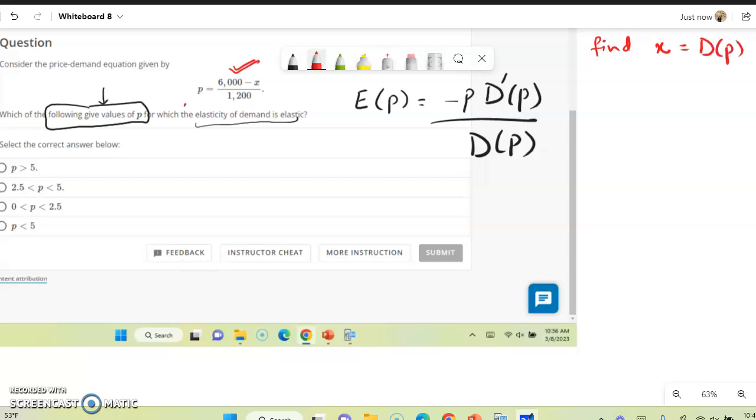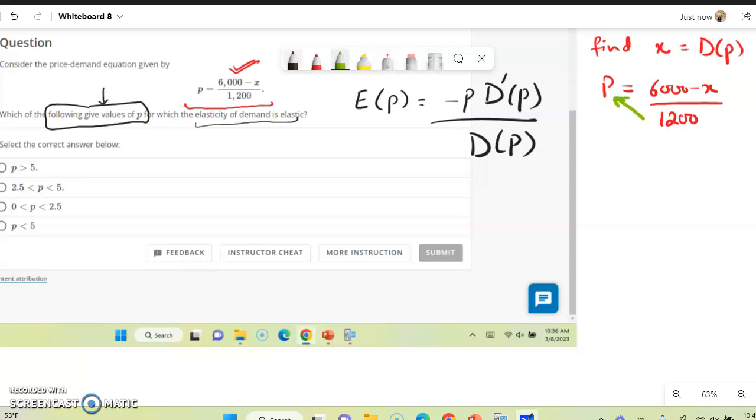So this equation is given. This is giving you P in terms of x. We need to solve it a little bit. Let's write it down here. P is equal to 6000 minus x divided by 1200. The first step would be to solve this equation to find x in terms of P.